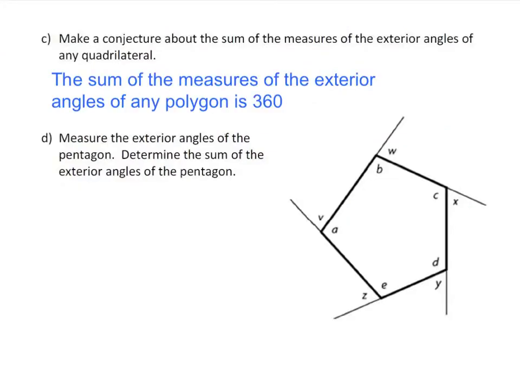Well, we can deduce that the sum of the measures of the exterior angles of any polygon is 360 degrees. Let's look at an example in here. Measure the exterior angles of the pentagon to determine the sum of the exterior angles of the pentagon. Well, I can't really measure it on the computer screen, so I'm just going to tell you what the angles are. The exterior angles, that is.